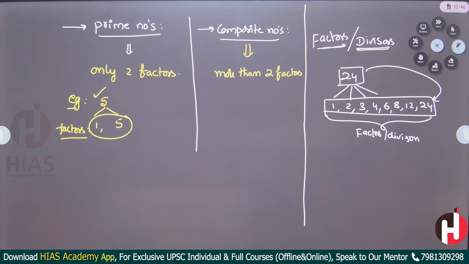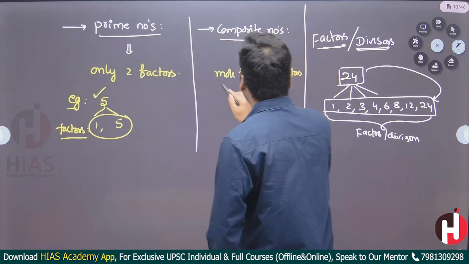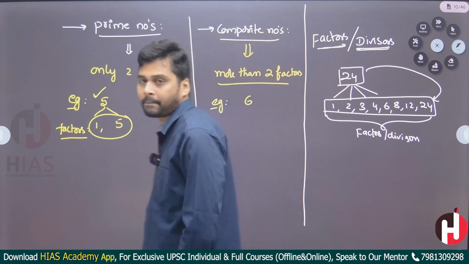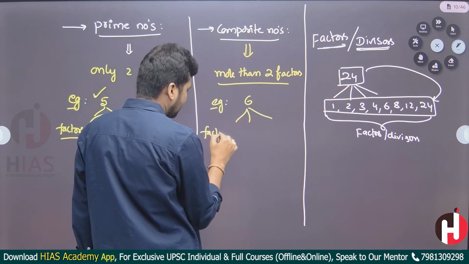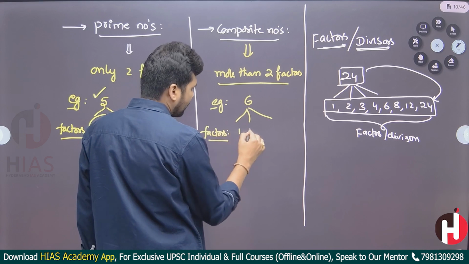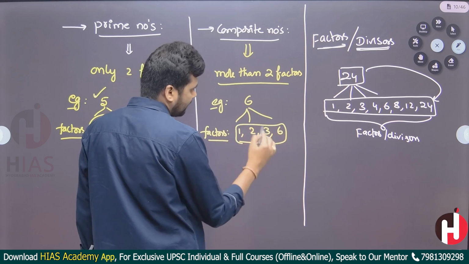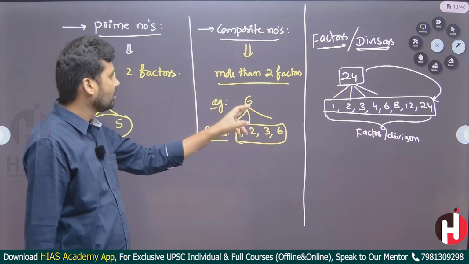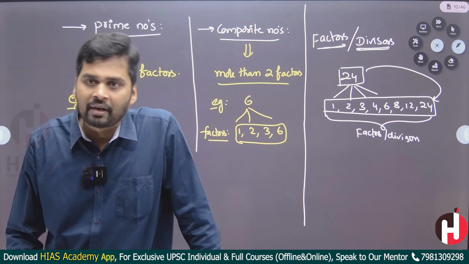That number is called composite number. For example, let's say 6. What are the factors for 6? 6 is divisible by which numbers? 1, 2, 3, 6. So now how many factors are there? 4 factors are there, which means that more than 2 factors are there. So that's why 6 is what? A composite number. So this is a simple definition for prime number and the composite number.